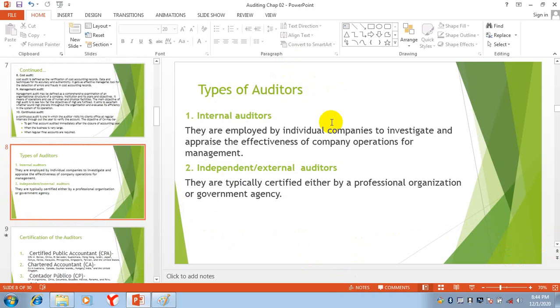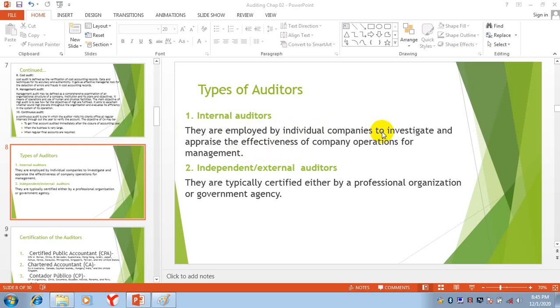Types of auditors. There are two types of auditors. One is called internal auditors and the second one is independent or external auditor. Internal auditors are employed by individual companies to investigate and appraise the effectiveness of company operations for management. Basically, internal auditors are hired by the organization itself and they are the employees of the organization.